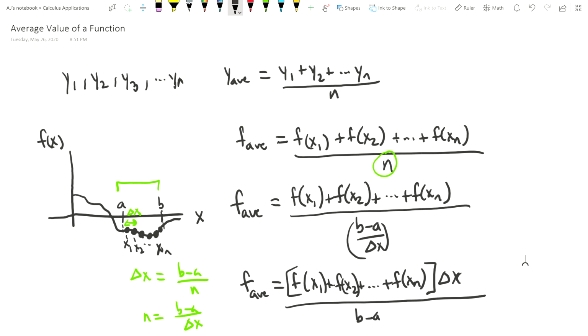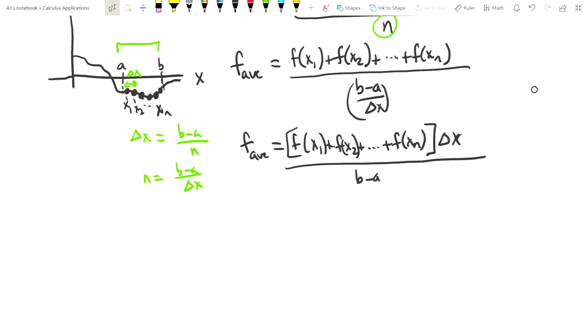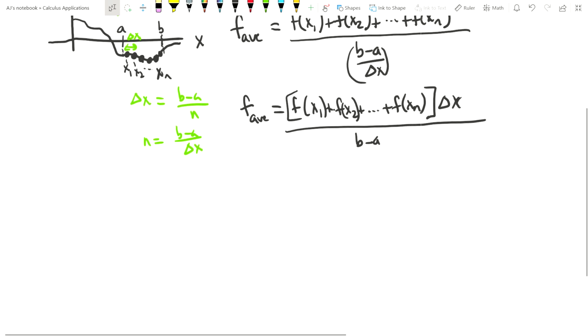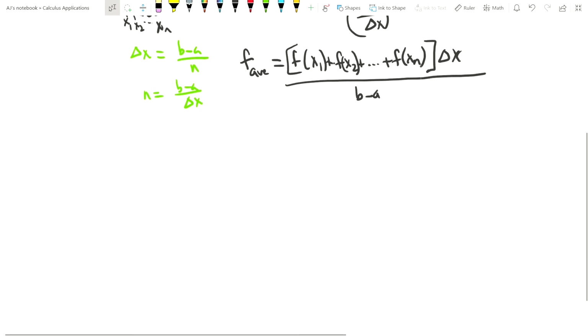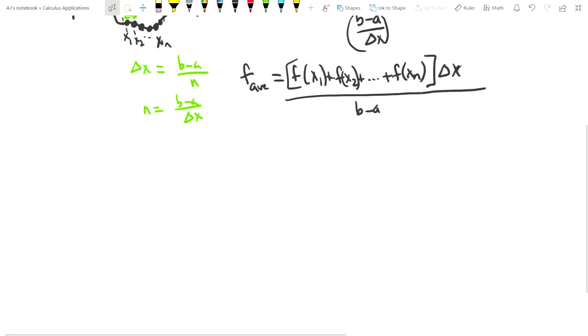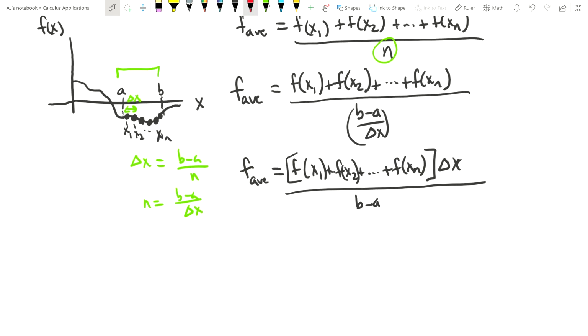But let's say we don't want an approximation. Let's say we want the exact average value of the function between a and b. What do? Well, this is where calculus comes in. This is one of the very important applications of calculus that we can use. So let's say we want to find the exact value. What we can do is take the limit as n goes to infinity. In other words, instead of only finding the value of the function at n points, we're going to find the value of the function at infinitely many points. So we're going to take the limit as n goes to infinity.